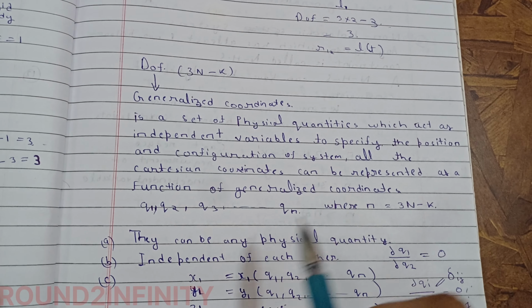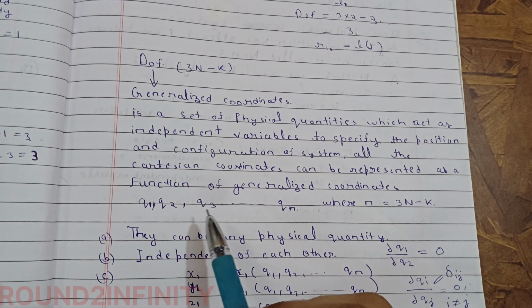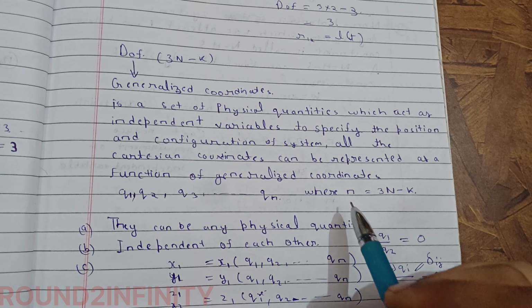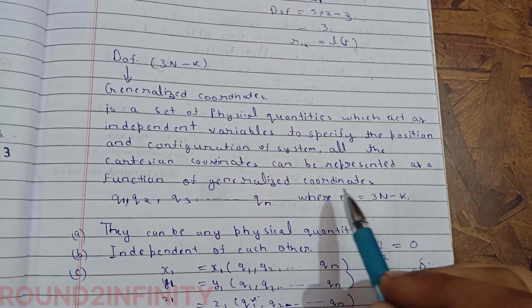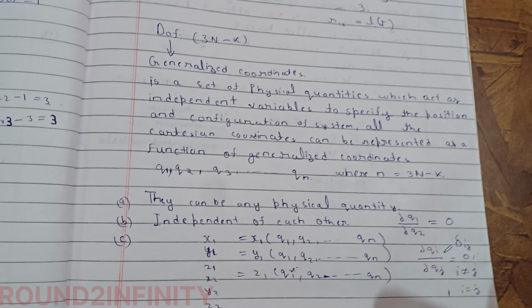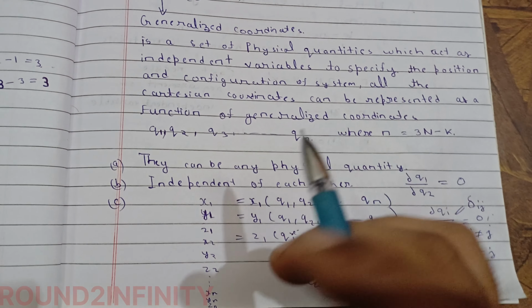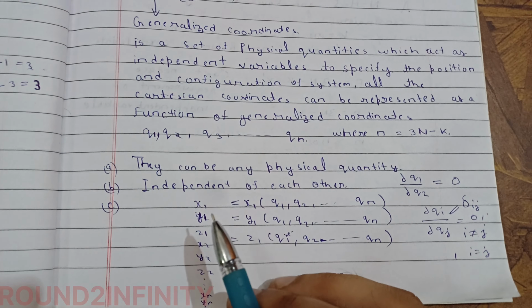Functions of generalized coordinates, where these are the generalized coordinates q1, q2, q3, and the number of these generalized coordinates is equal to the degree of freedom, n equal to 3n minus k. So we need only n generalized coordinates. You will see more when I tell you how interesting and useful they are.